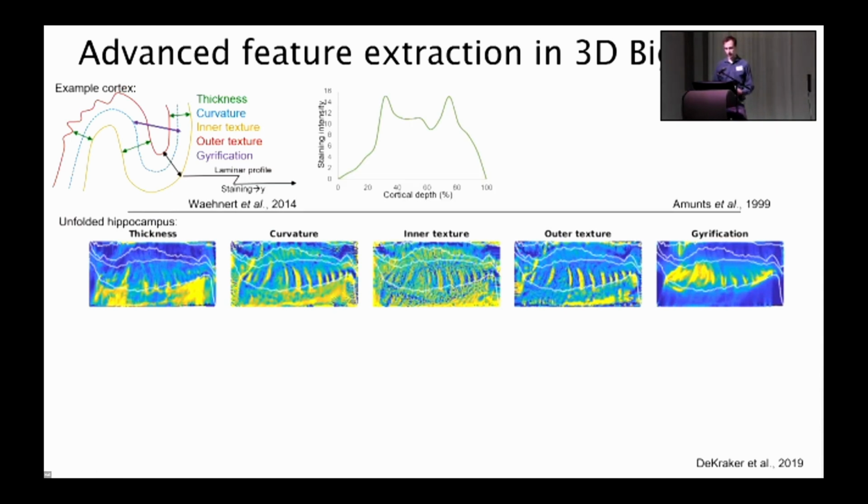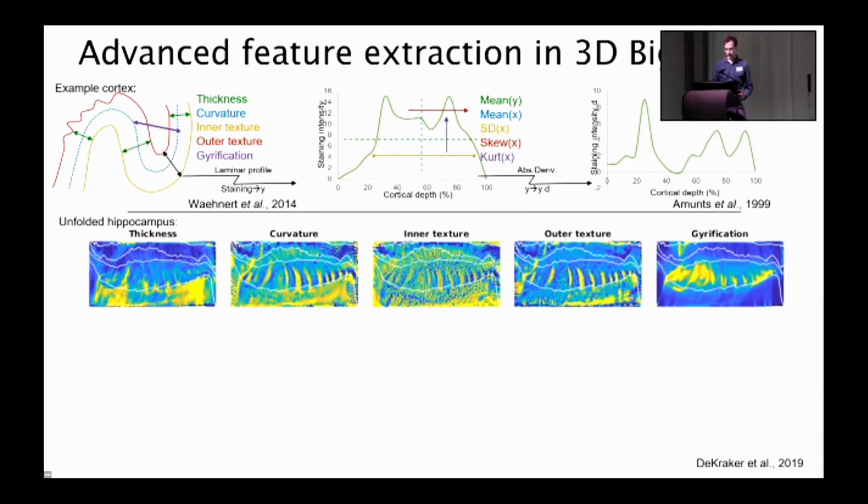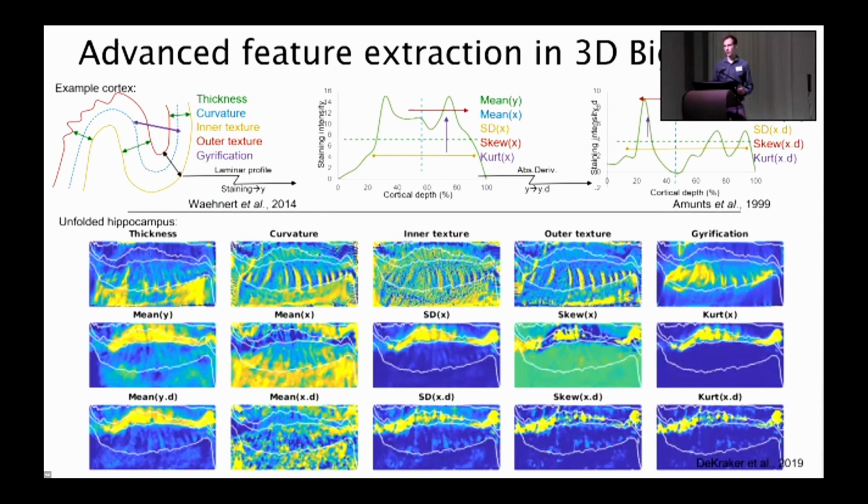We then additionally looked at these laminar profiles, so going basically from the inner to the outer surface of cortex, in this case hippocampus, and we can summarize that profile with a few moments, and also then take the absolute derivative of that and summarize that. And so altogether, this gives us a huge set of features that describe the laminar organization of the hippocampus. And so what I want you to note from all of these features is that I've overlaid manually defined subfields in these white lines, and these features tend to closely match our manual definition of subfields.